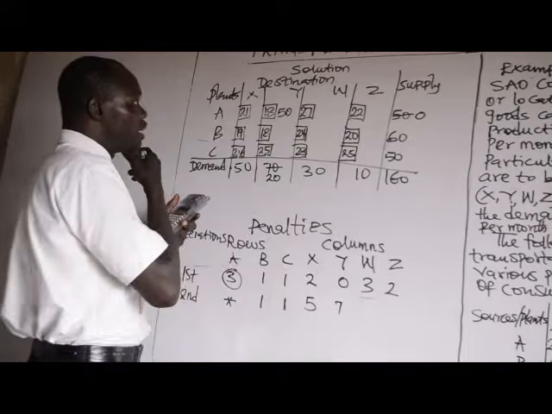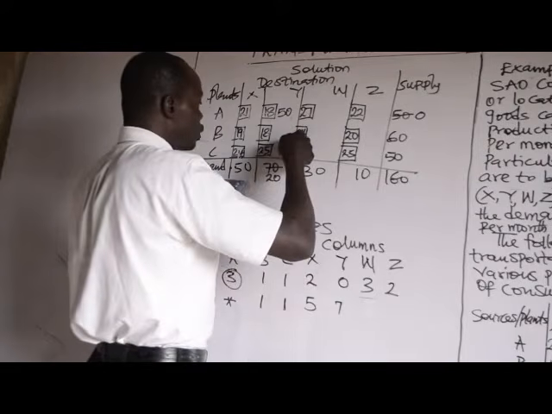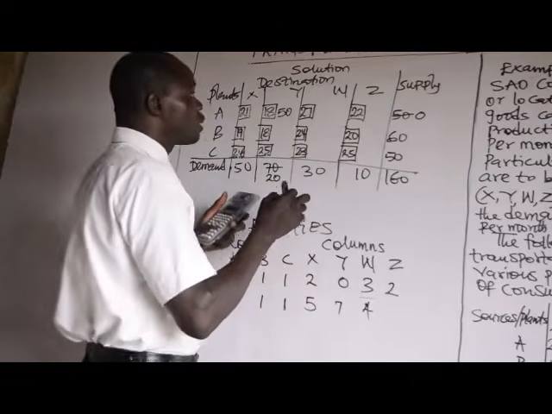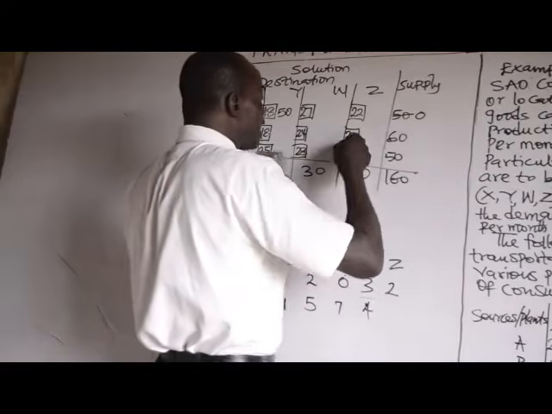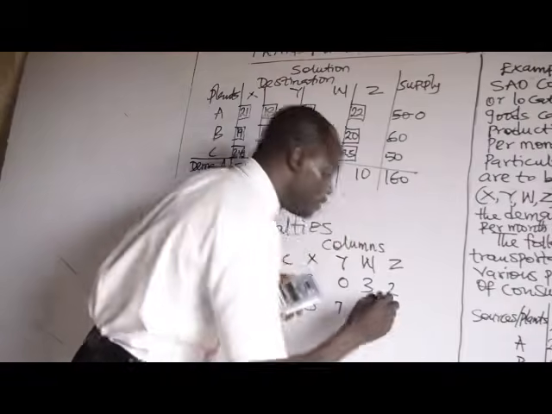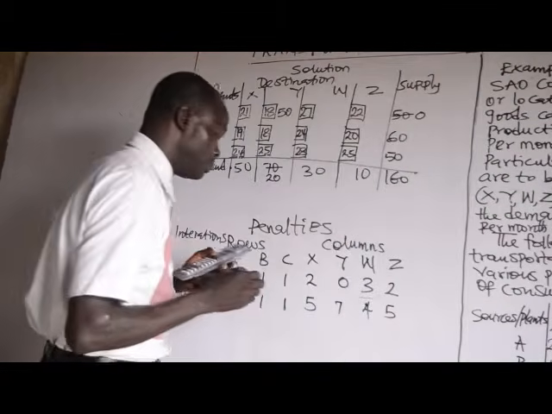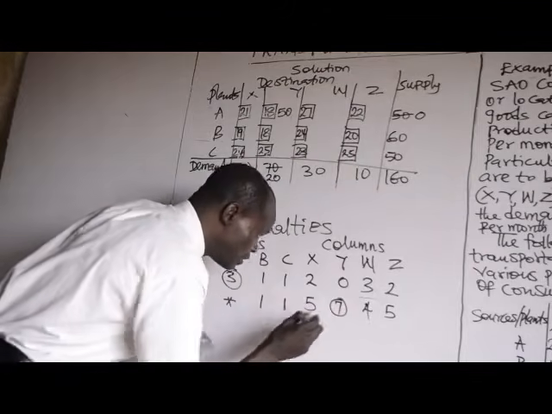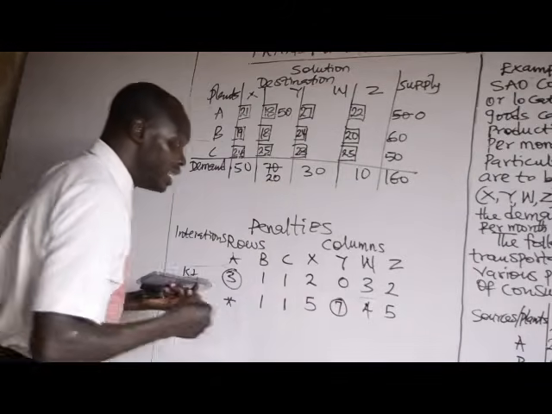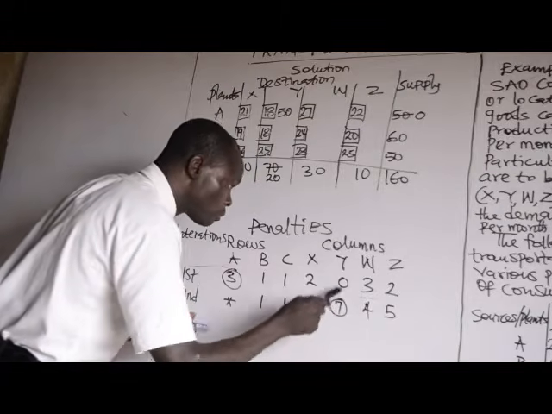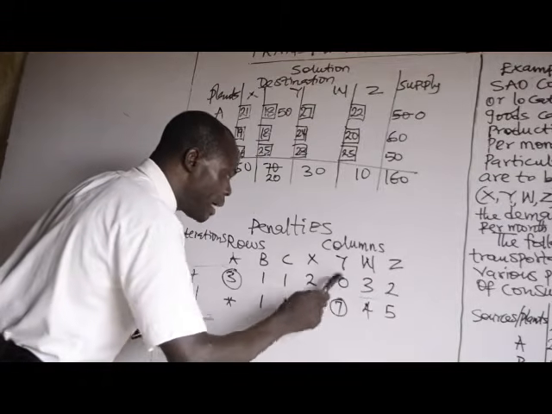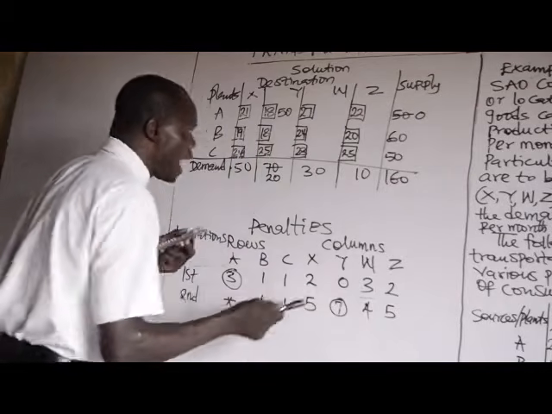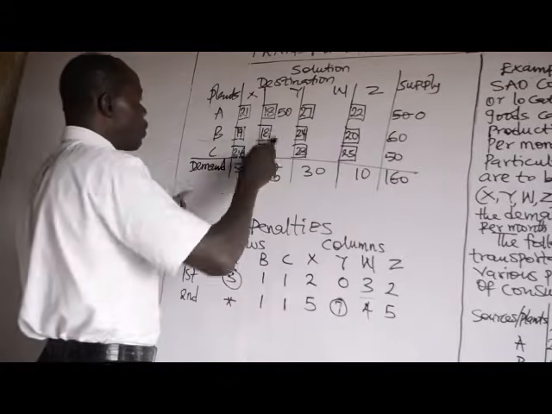Then column W, we have 28 minus 24, that will be 4. So we have 4 in column W. In column Z, you have 25 minus 20, that will be 5. So you have 5 in column Z. Therefore, the highest penalty is 7. So that 7 is obtained in column Y. Then you make maximum allocation to the least cost in column Y. So now this is column Y.